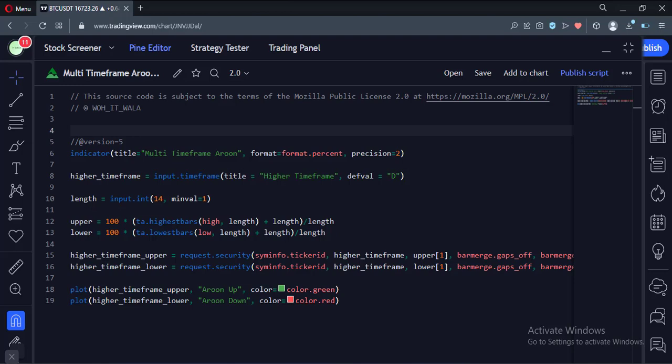Let's start. Today we will see how to implement the multi-timeframe Aroon indicator in the TradingView Pine script.